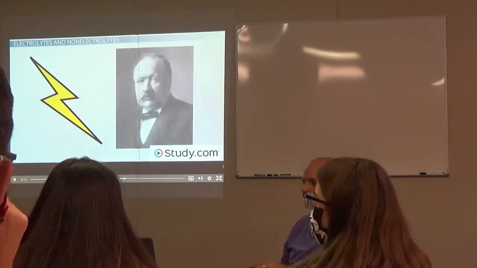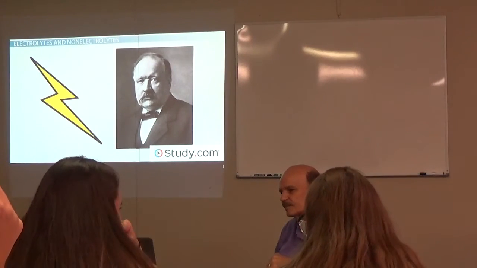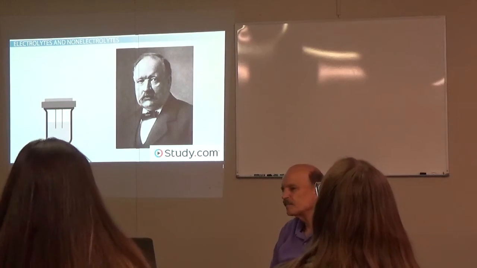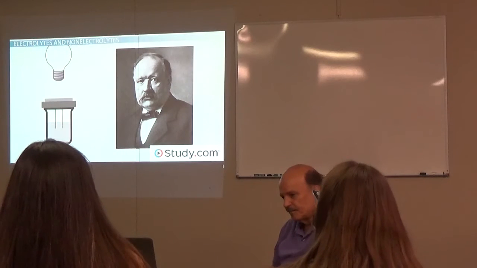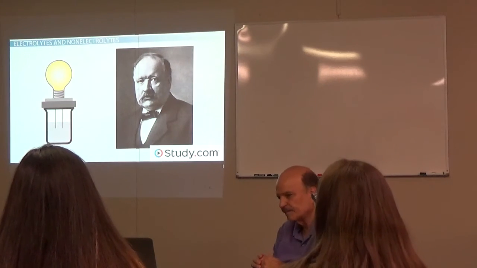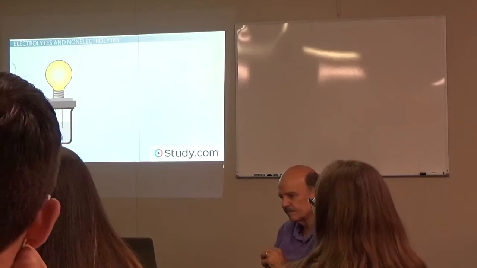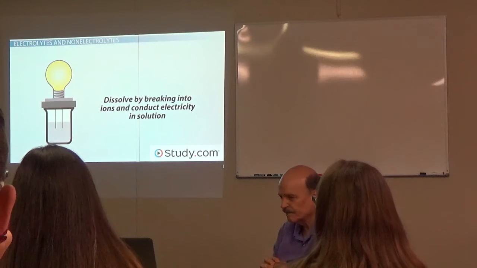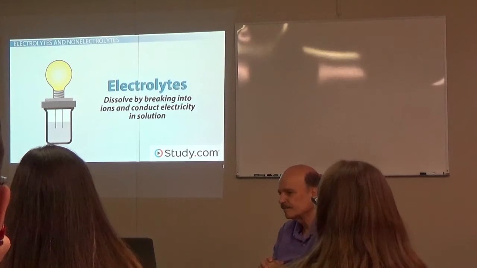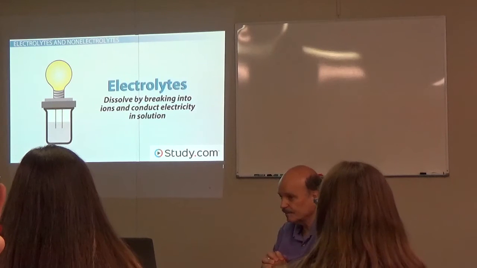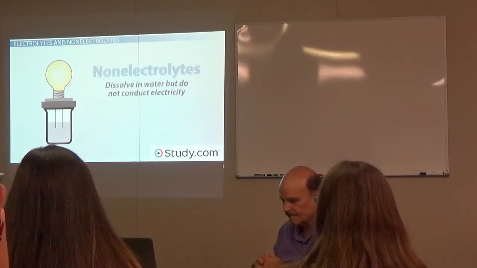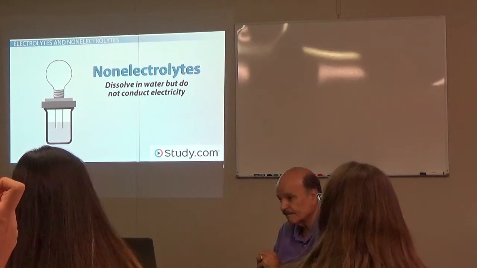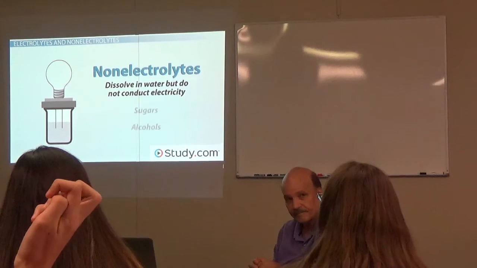In 1880, Swedish chemist Svante Arrhenius recognized that some solutions could conduct electricity. He noted that the number of dissolved ions in solution is directly related to the strength of the solution's electrical potential. Compounds that dissolve by breaking into ions and conduct electricity in solution are known as electrolytes. Most soluble salts, acids, and bases are electrolytes. Compounds that dissolve in water but do not conduct electricity are known as non-electrolytes. Non-electrolytes are often covalently bonded compounds like sugars or alcohols.